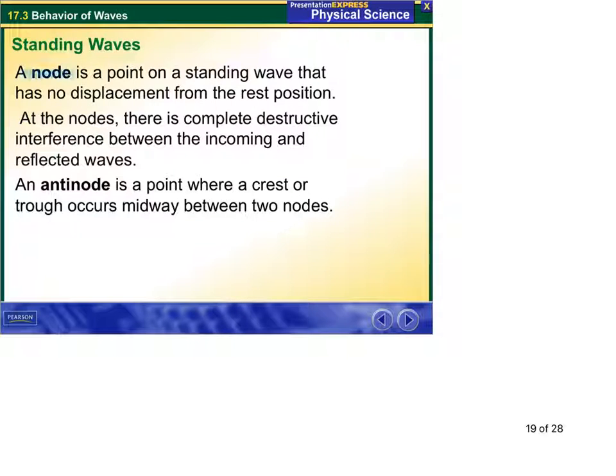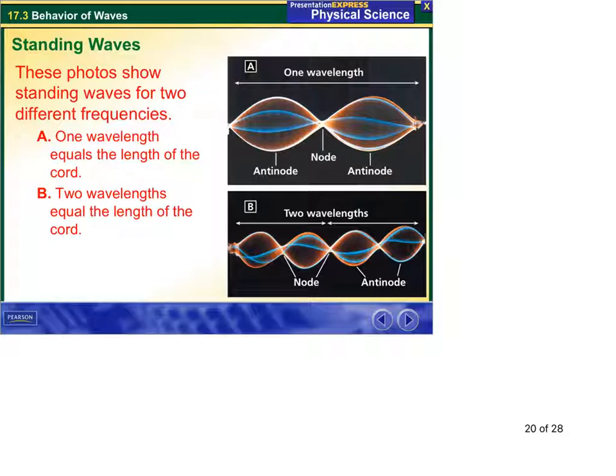Here we have things called nodes and antinodes. A node has no displacement. An antinode is where it results in a crest or a trough, and it will always occur halfway between two nodes. At the nodes, we get that complete destructive interference. Here's an illustration of the standing waves. All you're going to see in these is the up and down motion, but you won't see the left and right motion.